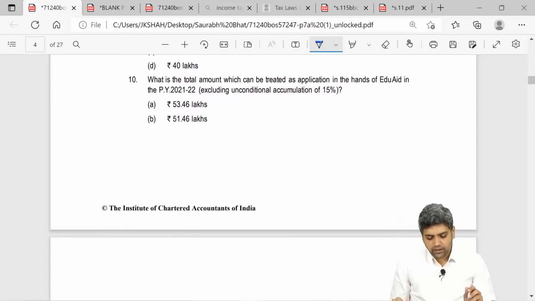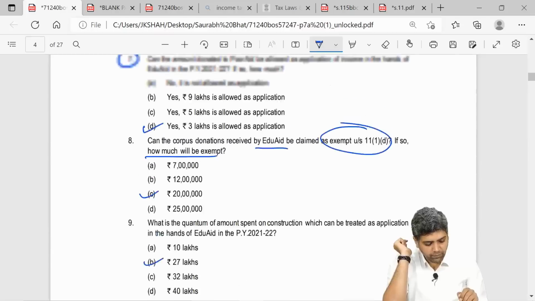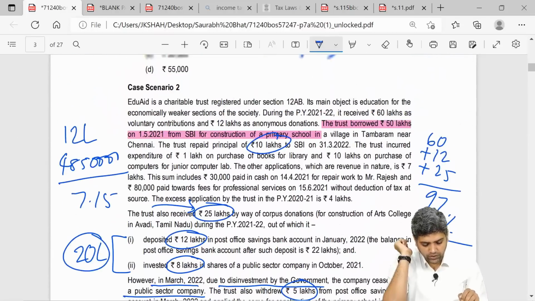The next one: what is the total amount which can be treated as application in the hands of EduAid in previous year 21-22, excluding that unconditional accumulation of 15%? So that is fine. Apart from that, what would be regarded as application of income? For that purpose, friends, we will have to go through the question.